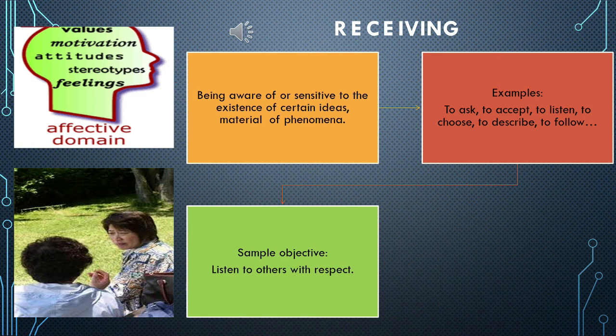Let us first discuss the first level, receiving. In receiving, the student is passively aware that the thing exists. It is focused during instruction or a project. It is being aware of or sensitive to the existence of certain ideas, material, or phenomena. So the verb examples are to accept, to ask, to choose, to describe, to follow, and so on. An example objective of this is to listen to others with respect and listen for and remember the names of newly introduced people.